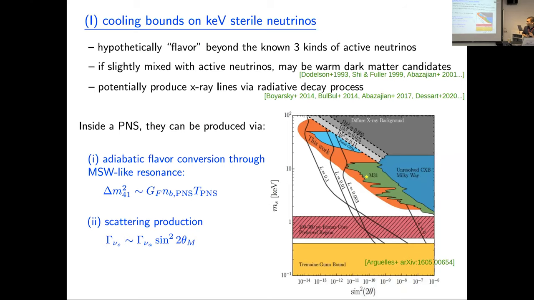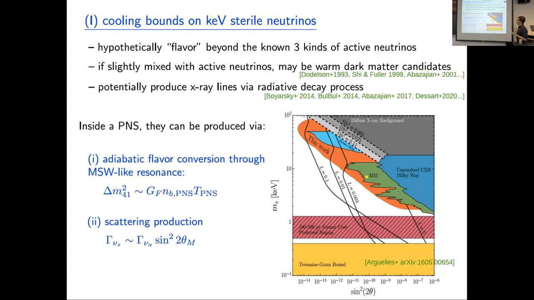All right, so let's look at quite a few of them. The first thing I want to talk about is sterile neutrinos, hypothetical new neutrino species or flavors beyond the known three kinds of active neutrinos. One motivation is that if they exist and slightly mix with active neutrinos, they might be warm dark matter candidates. That was proposed early on, and there were also some observational anomalies or hints, though probably not evidence: in 2014 in particular, some observations saw an X-ray excess in a 3.5 keV line from the center of some dwarf galaxies.